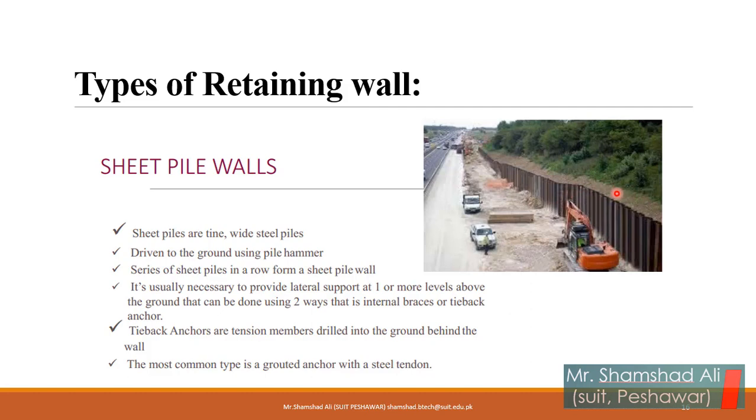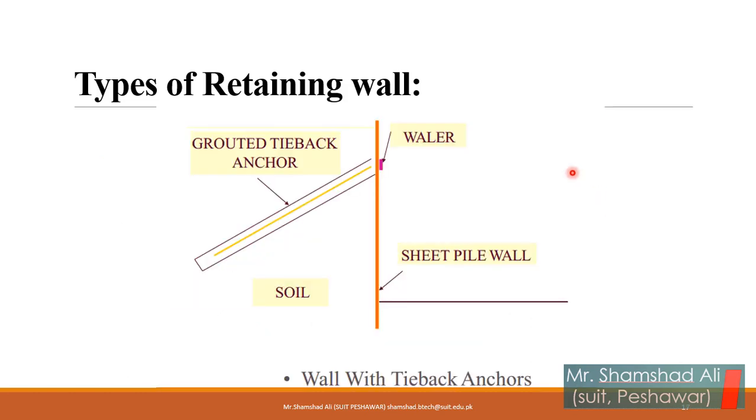The most common type is a grouted anchor with steel tendons. The steel tendon is installed, and then it will be grouted with cement. This is the grouted tie back anchor. This is the wall, or the waler. This is basically the grouted tie back anchor. This portion, the yellow color, has the steel, and then it is grouted. This is the soil, and this is the sheet pile wall.